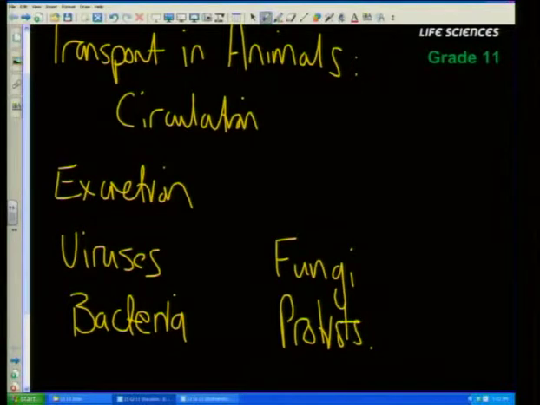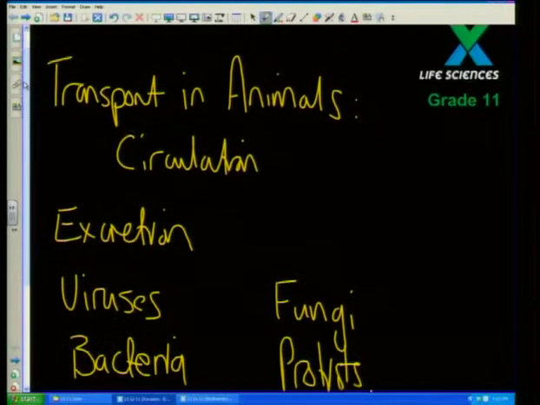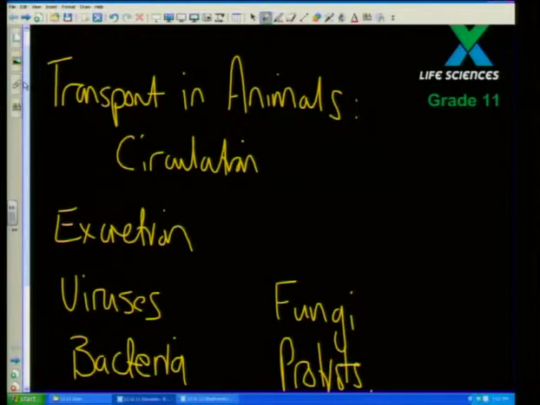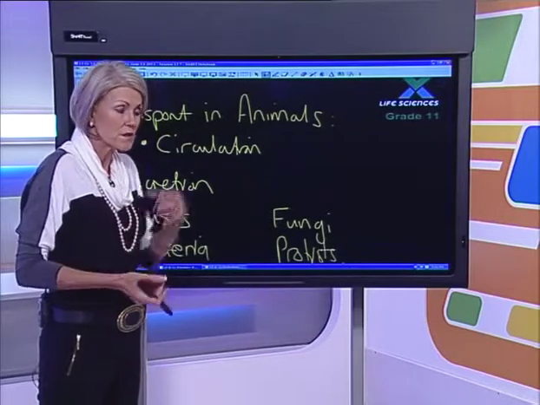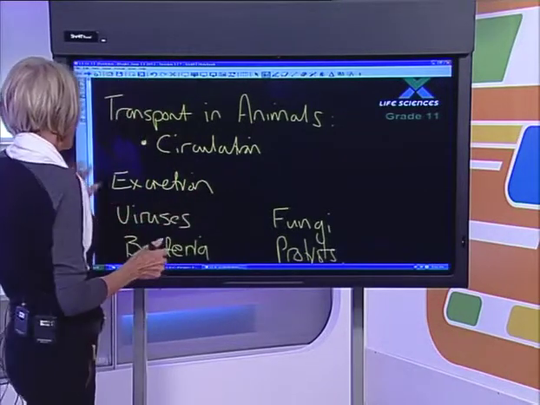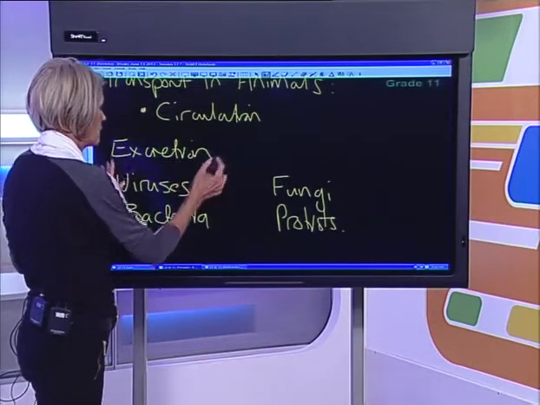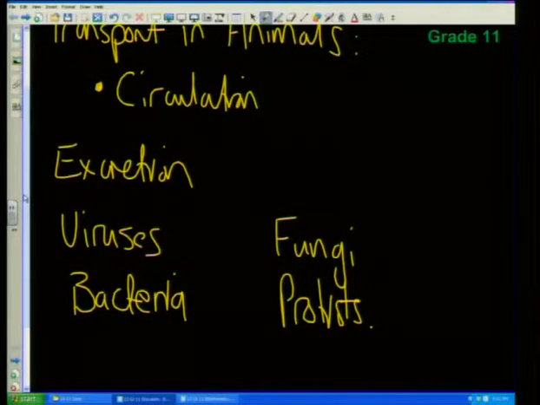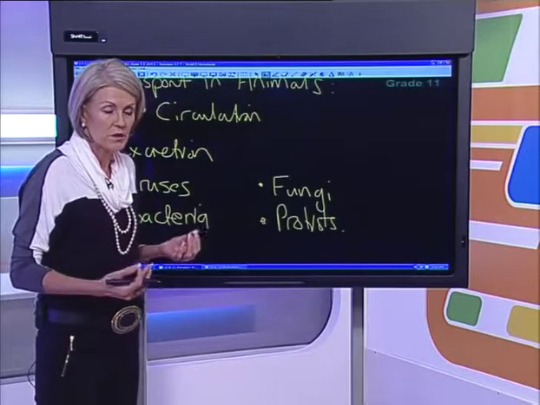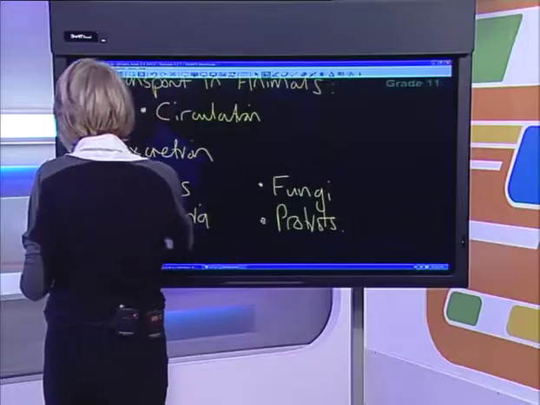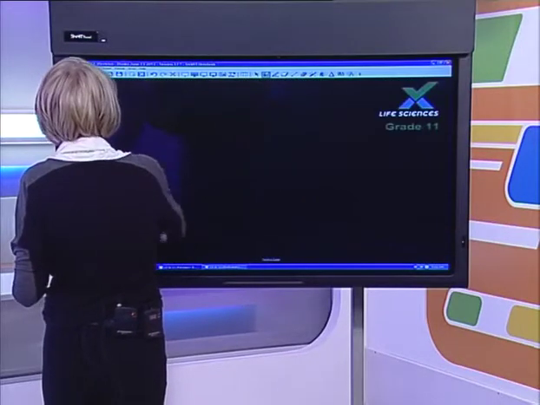Okay, people, if we have a look here, this is what you need to know. You should have covered by now transport in animals, and that would be circulation. So that's the heart and all the blood vessels and double circulation. And then we have excretion, which is the whole kidney and the waste removal process. Then we have viruses and bacteria and fungi and protists. So those are the sections that we do with you. Now the first one was, if I will go through the nephron. Okay. Let's do the nephron.